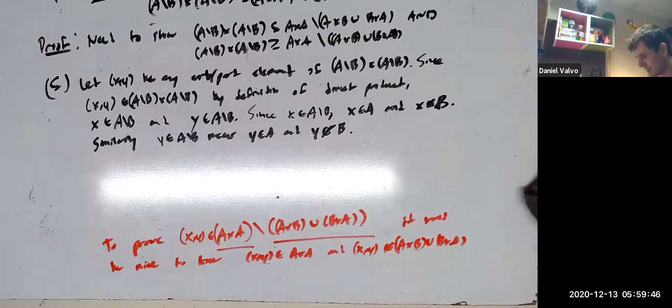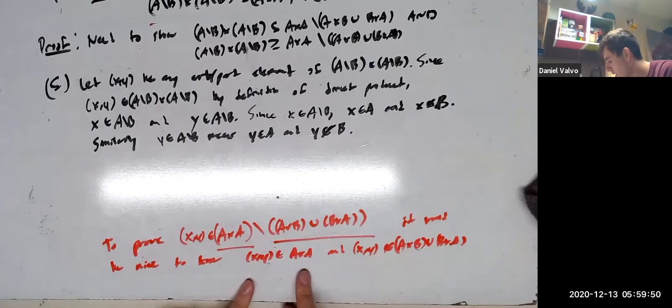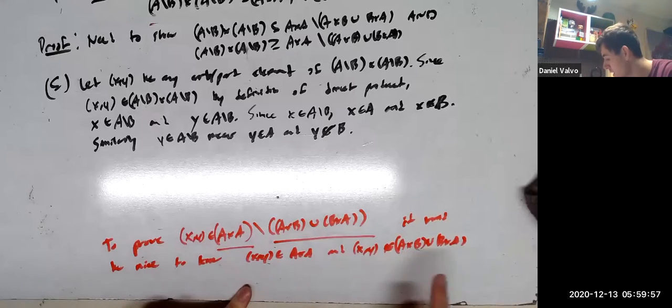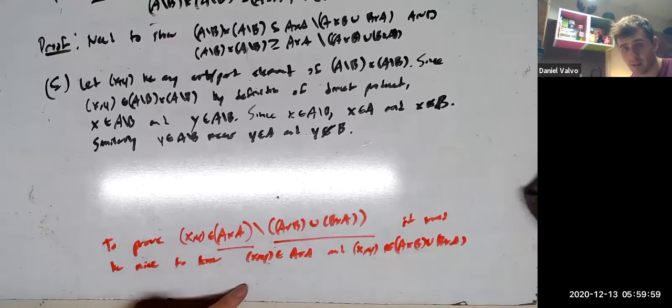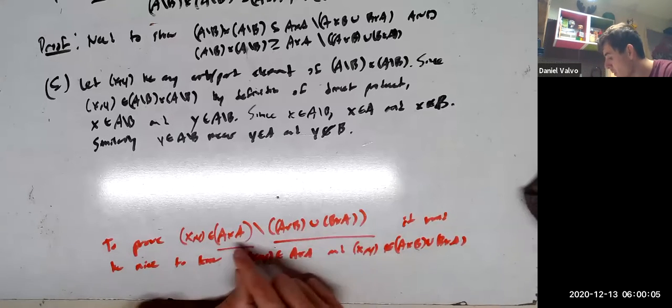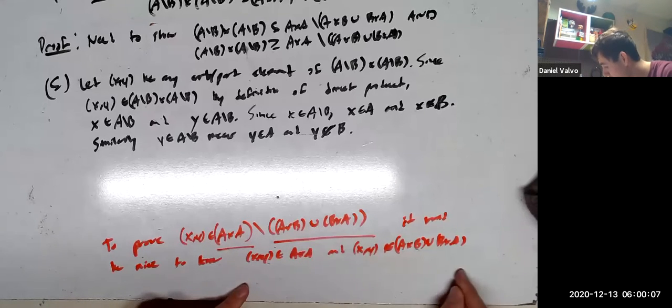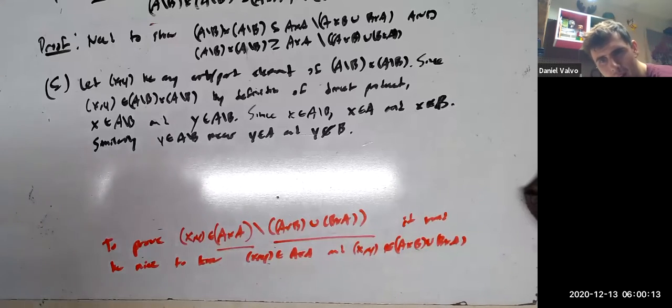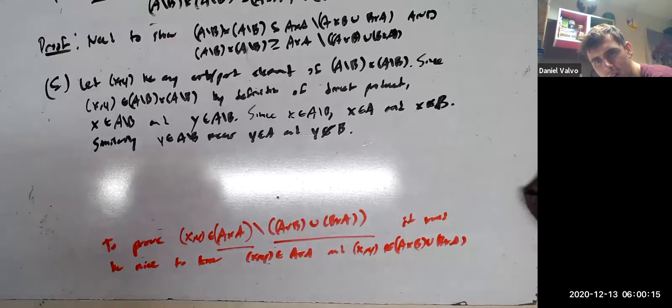Right? If we know that XY is in A cross A and XY is not in A cross B union B cross A, well, that's really solid. If we know this, then we can prove this. Because that's what it means to be in A cross A, not A cross B union B cross A. What it means to be in this set is exactly this: XY is in A cross A and XY is not in A cross B union B cross A. Does that make sense?